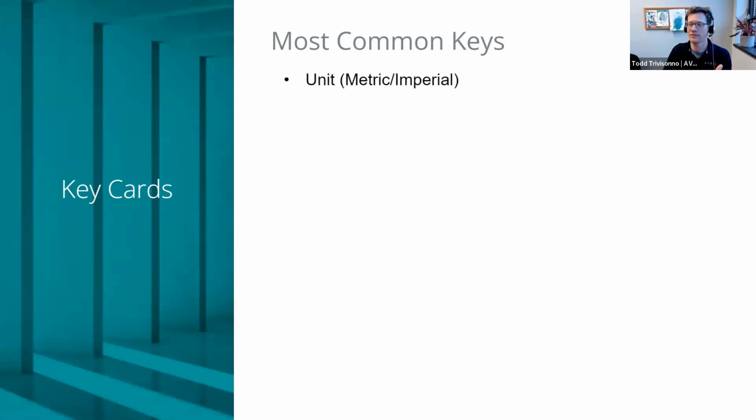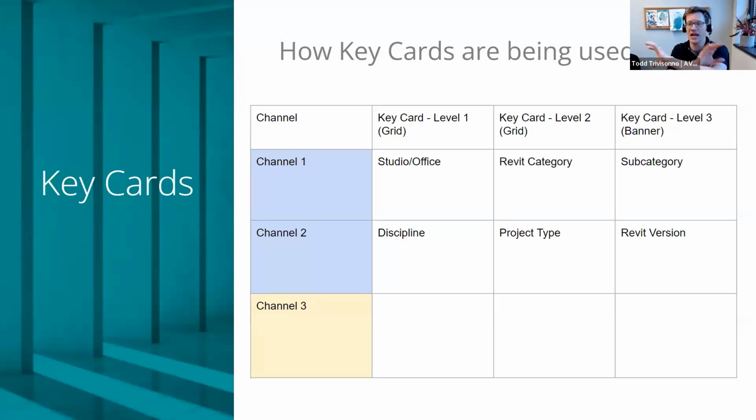So, I said that, and I'm going to do that right now. Really common keys we see. And I bring this up to say you could mix and match these any way that you decide is the best for your organization, right? So key cards, it is a linear experience, but it's flexible in terms of you can rearrange that any way you want in your channel to provide the best experience possible. So it could be, like I said, Revit version is at the top, or it could be that it's at the end. Totally up to you.